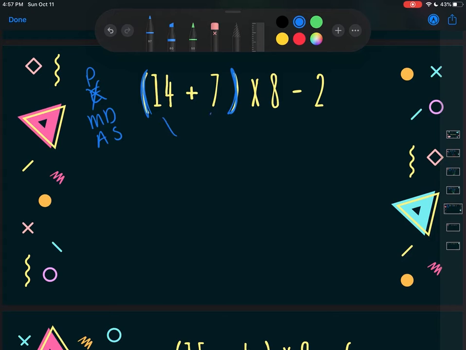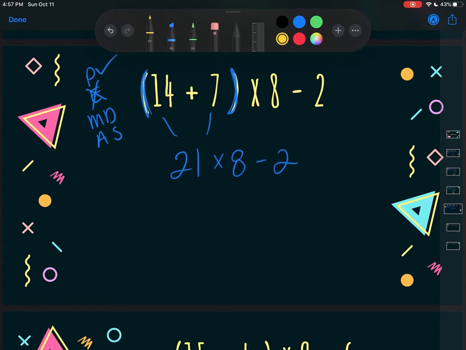I've got parentheses right here, so I'm going to solve that. 14 plus 7 is inside those parentheses. 14 plus 7 is 21. So then I bring down the rest of my problem, times 8 minus 2. Well, 21 times 8 minus 2.